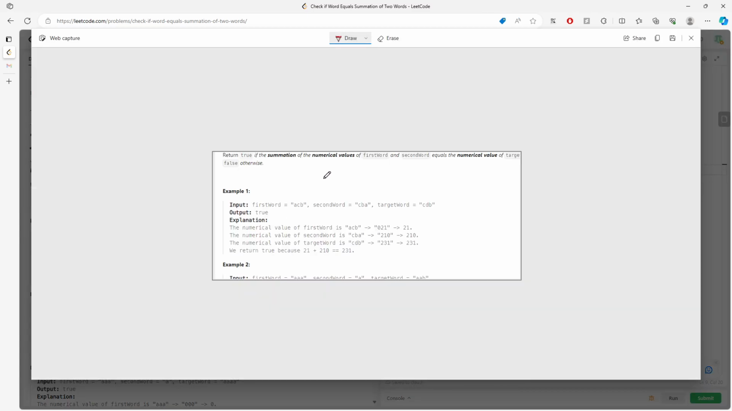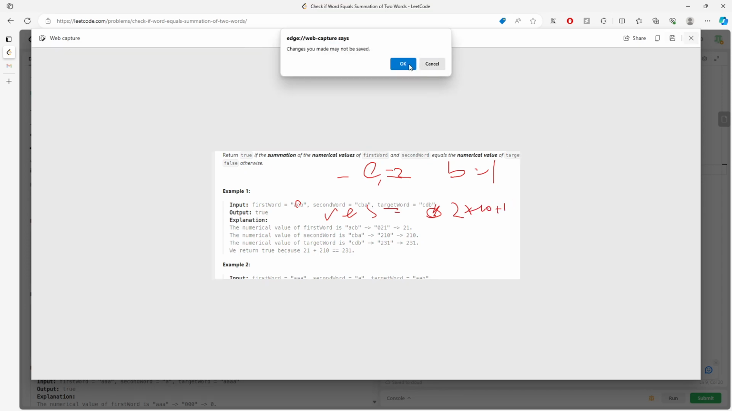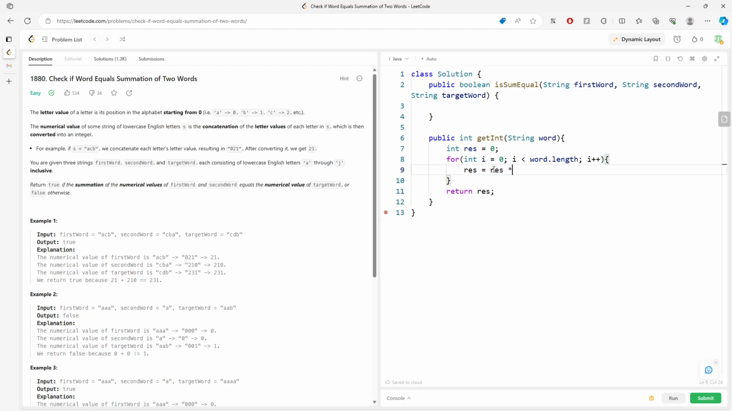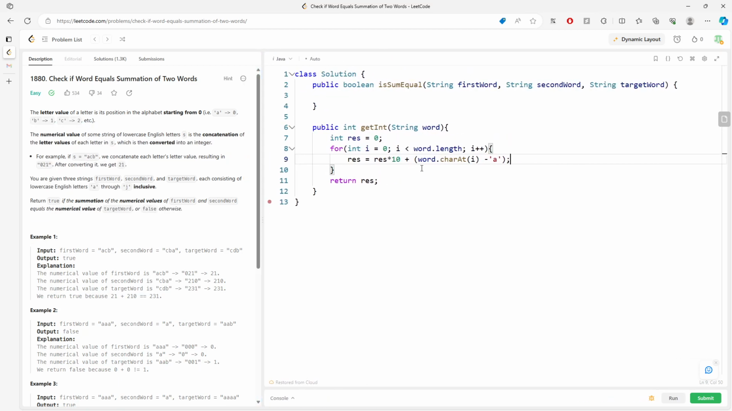Here it is. You're starting at A, so result equal to 0 because A equals 0, and then you are at C, and C equals 2, so the result becomes 2. Then you have B, B equals 1, and you want to say 2 times 10 plus 1. So it's going to be result multiplied by 10 plus the current char, word dot charAt i, subtract by a. This will get your int, and then you want to return it.